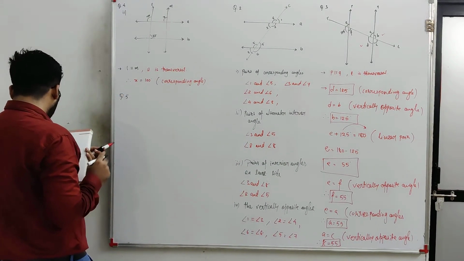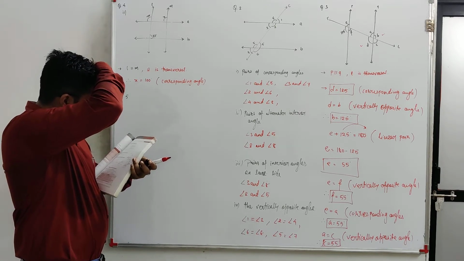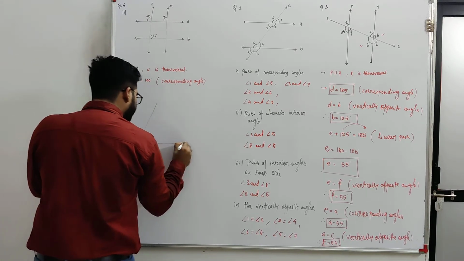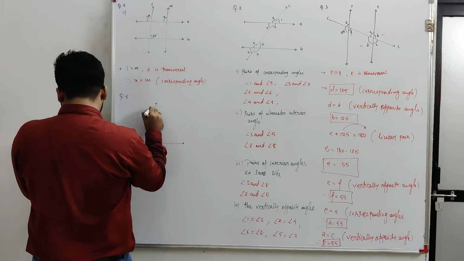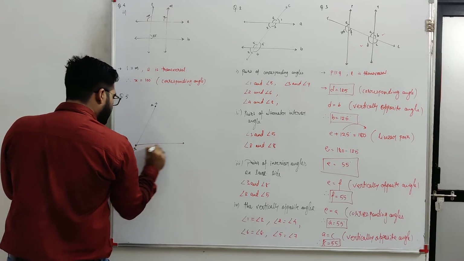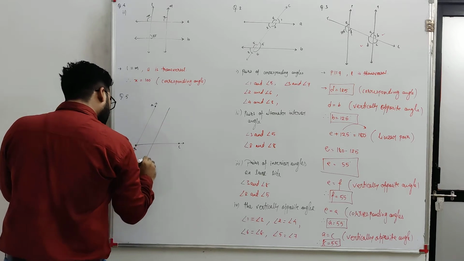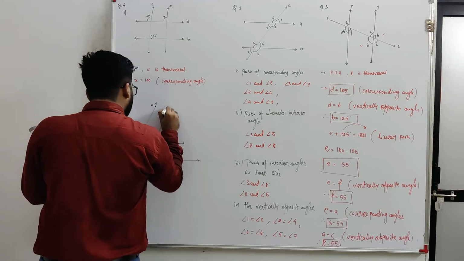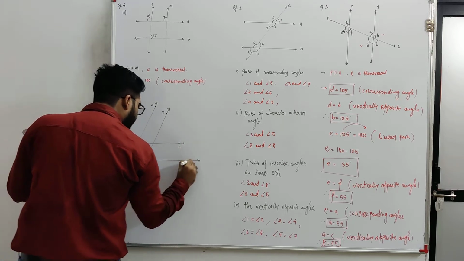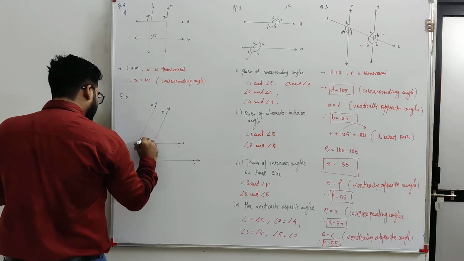In question number 5, in the given figure, the arms of the two angles are parallel. The figure is like this. This is the angle, we can say A, B and C, and another angle D, E and F. And the given is what? This one is 70 degrees.